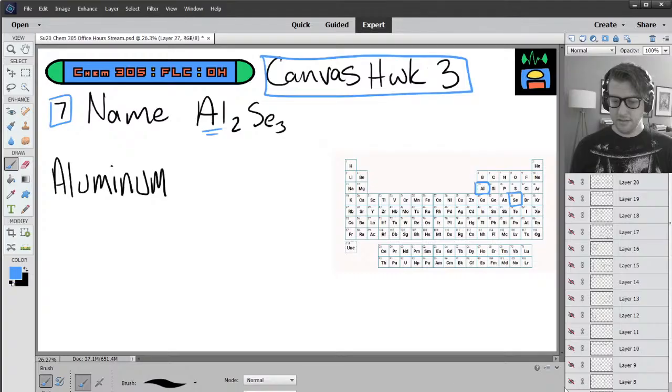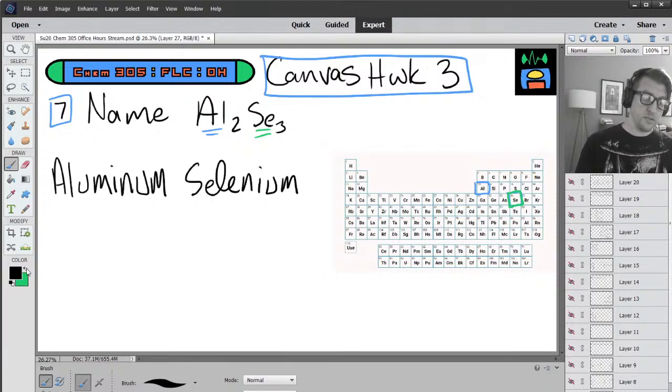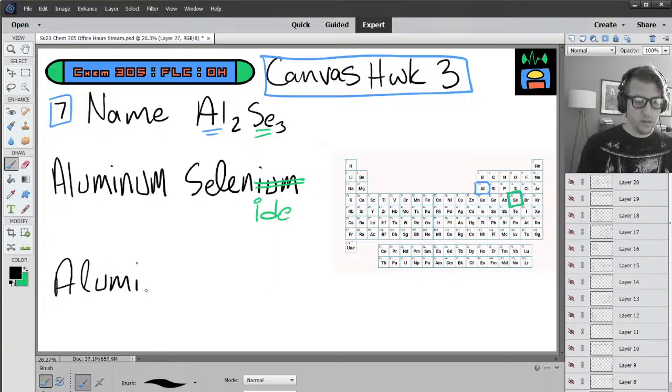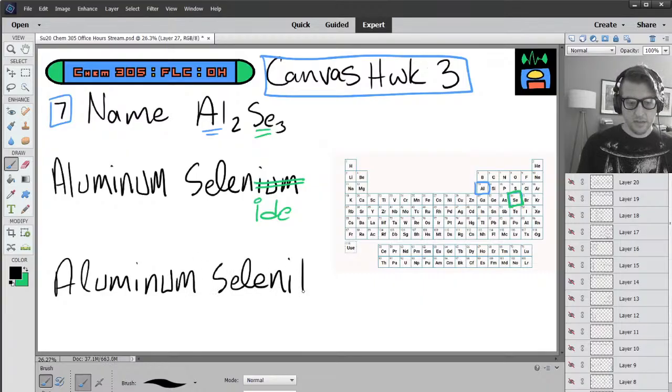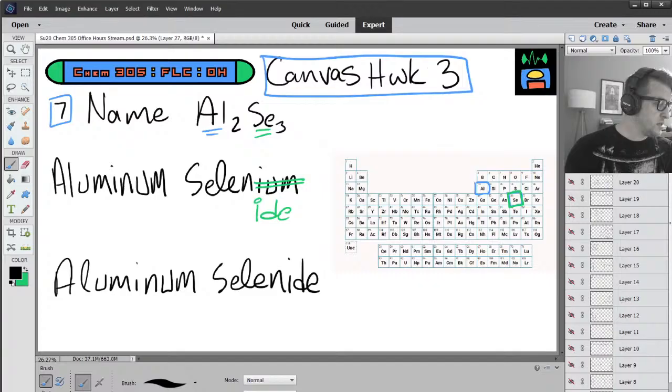Now Se, which is selenium, we know when we're naming ionic compounds, you chop off the end and add "ide." So this is going to be aluminum selenide. All right, and that is homework problem number 7. Let's take a look at number 9.